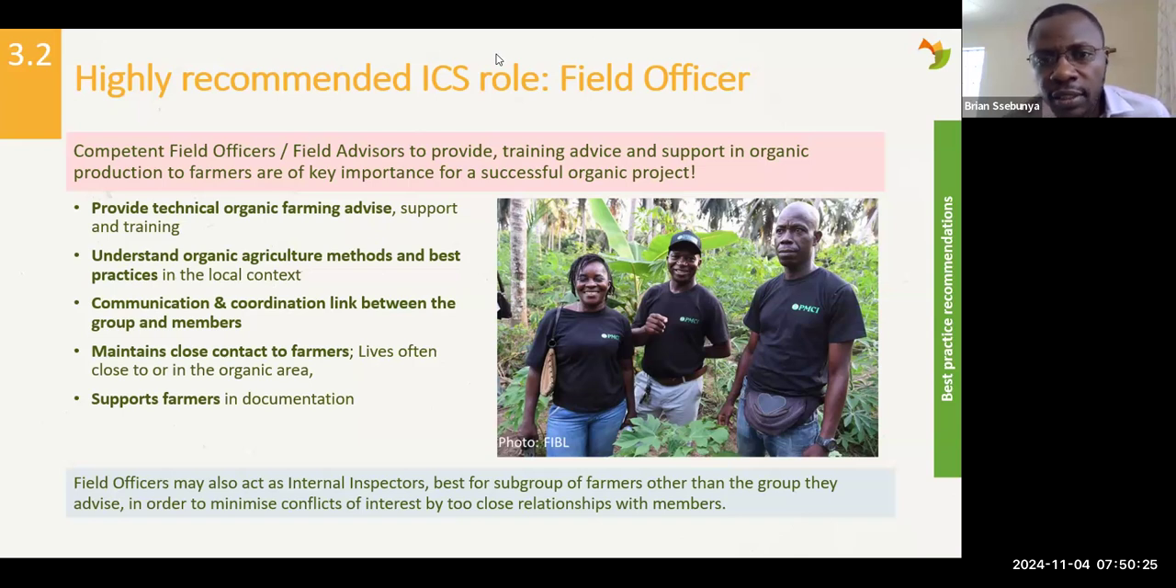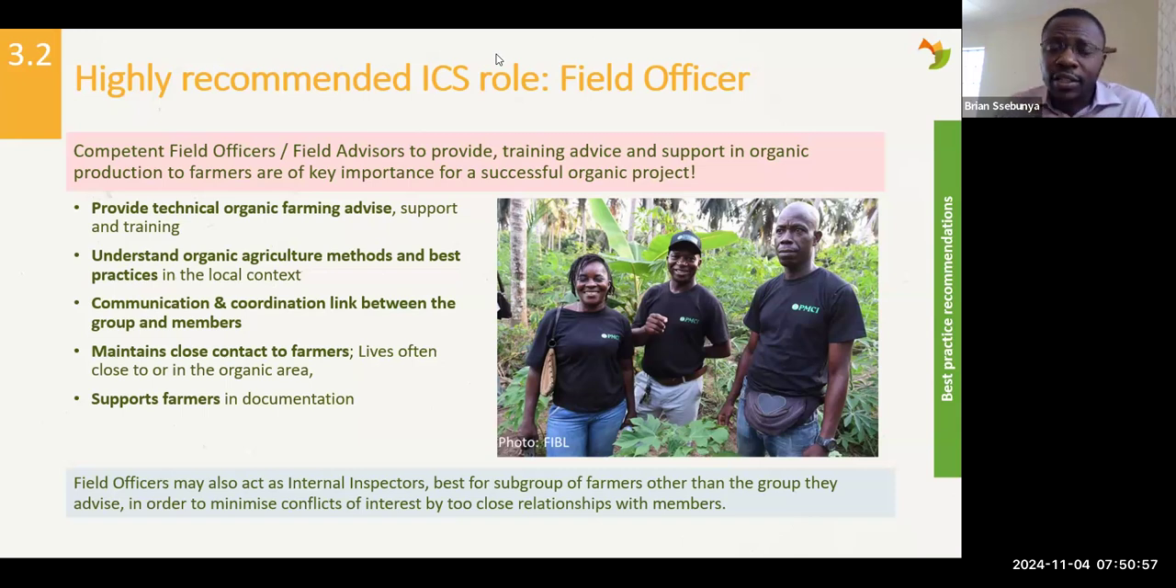For the internal inspectors, their role is not to train. Theirs is to check whether the right thing is being done. So who makes sure that they are doing the right thing is the field officer. So in sum, and that's what you see at the bottom of your screen, the field officers can act as internal inspectors so long as they are not inspecting the same group that they are advising.